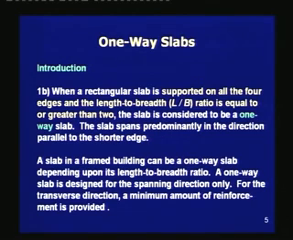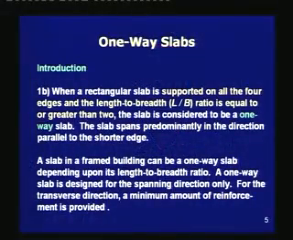Thus, see, the first type of one-way slabs is supported only on the two opposite edges. In the second type of one-way slab, they are supported on all the four edges, but the length to breadth ratio, where length is the larger horizontal dimension, breadth is the smaller horizontal dimension. When this length to breadth ratio is greater than or equal to 2, then also the slab is considered to be one-way slab, and the slab spans in the shorter direction.